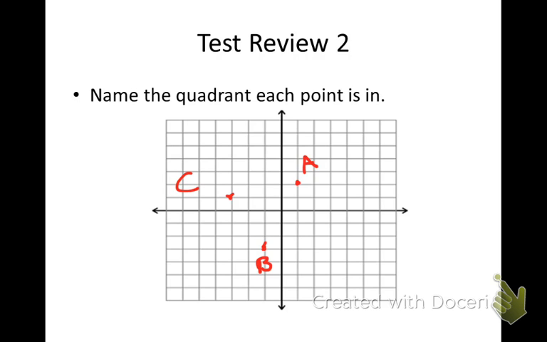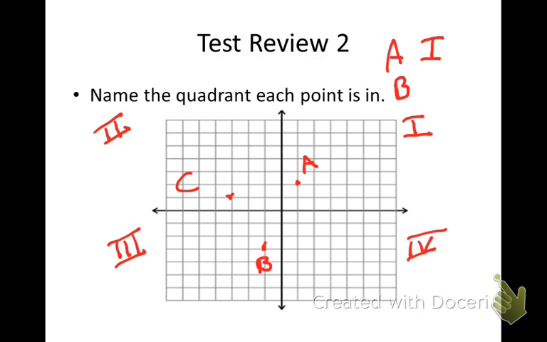that point C. So, what quadrant is point A in? That would be Roman numeral 1, because remember, quadrants start right here. What quadrant is point B in? Well, they do start here, but remember they go counterclockwise. So this would be quadrant 2, this would be quadrant 3, this would be quadrant 4, which remember is IV. So B would be in quadrant 3.